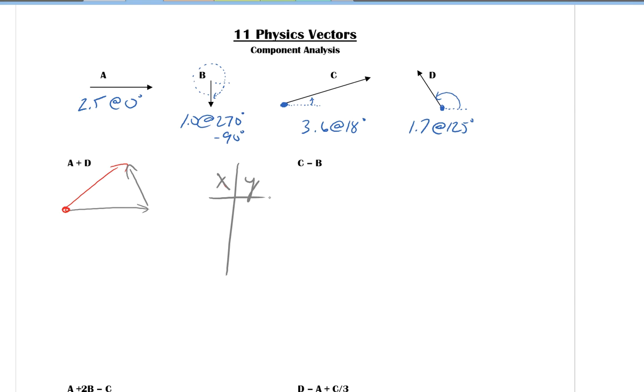So the X component for vector A would be 2.5 because that's how long it is. Y component is 0 because it's not going up and down at all. Okay, that vector's done. Don't worry about it. Move to the second vector, which was the D vector.